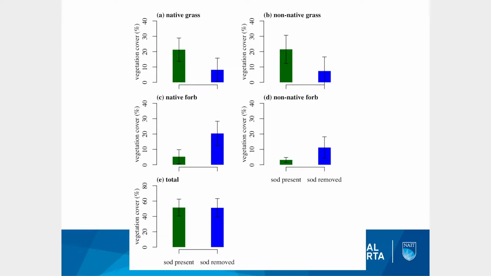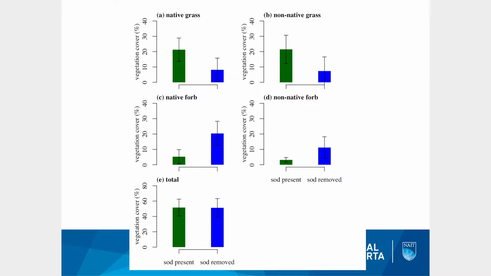We can look a little closer, because obviously it's not the sod itself, it's the vegetation that's coming out of the sod that's driving this difference. So I've broken this out into some vegetation categories. Again, sod present is in green, and sod removed is in blue. And you can see lots more grass cover.